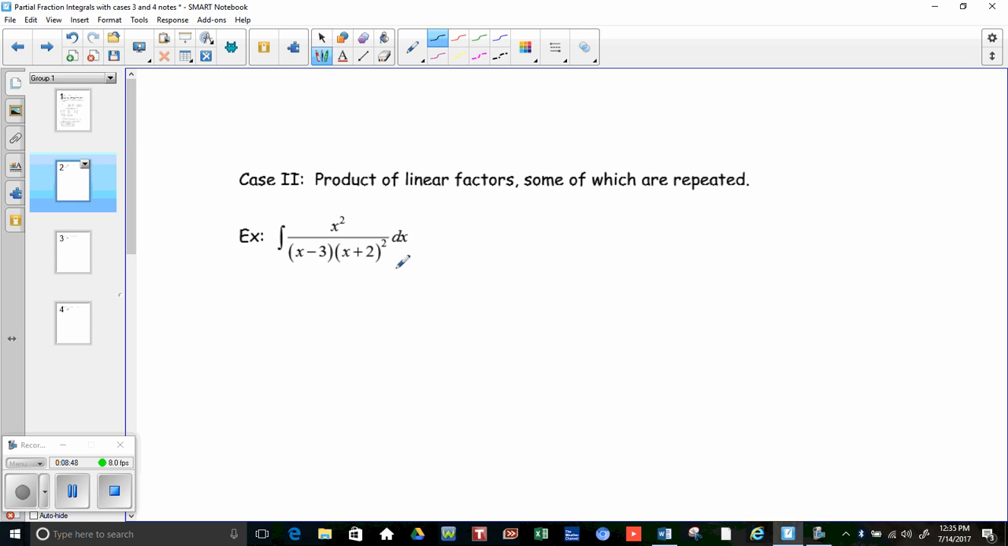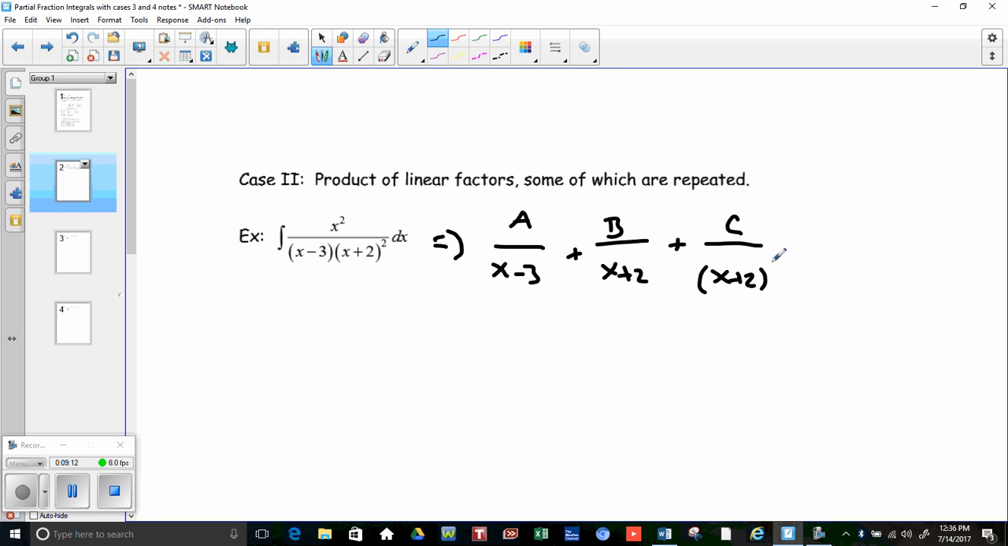So when I go to split this one up, I actually have to write an A over my first linear factor, x minus 3, a B over my second linear factor, x plus 2, and hopefully you remember seeing this, the C part is over x plus 2 again, but this time it's over x plus 2 squared. Okay, and that has to equal the entire fraction that we had over here.